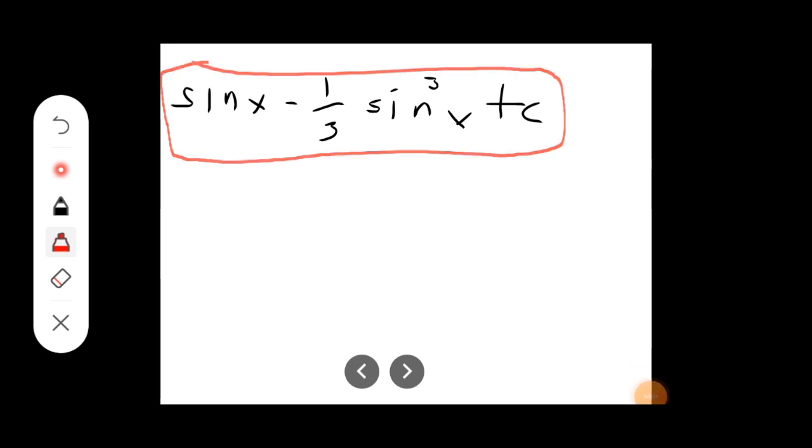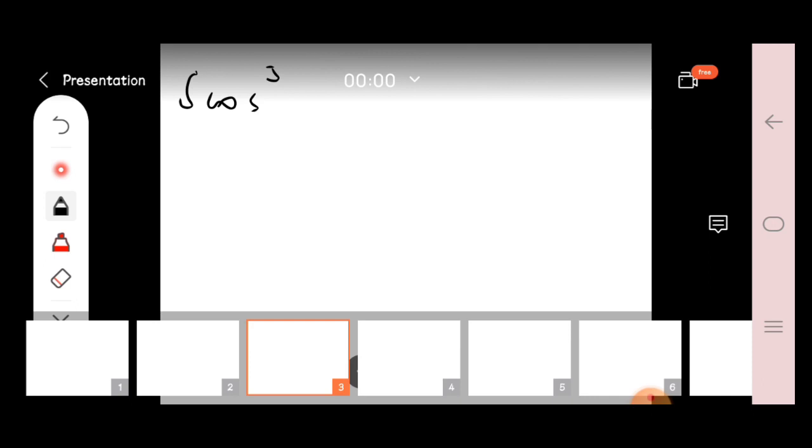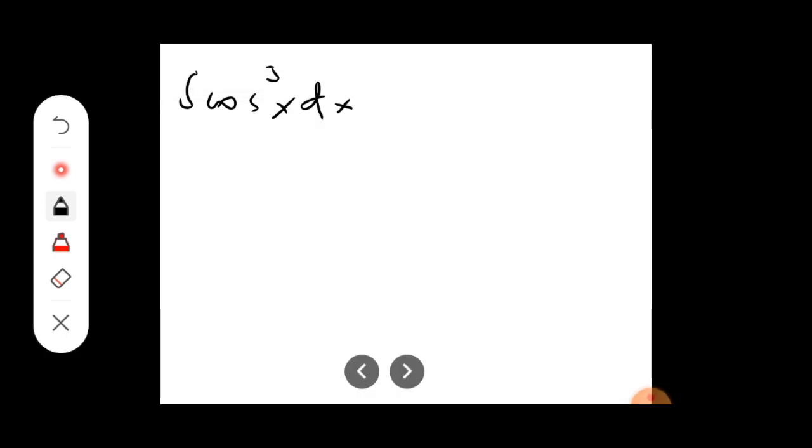Let's have another problem. The integral of cos to the power of 5 x dx. Find the antiderivative of this expression. We're going to take out one cosine, so we have cos to the power of 4 x times cos x dx. Now we want this to eventually become du, and cos into sine.